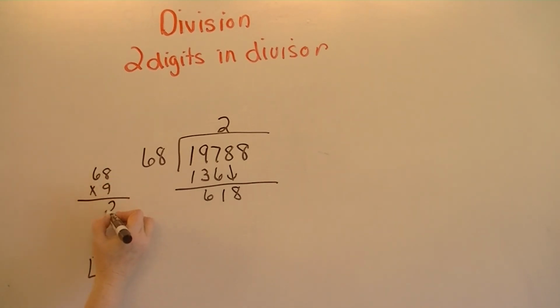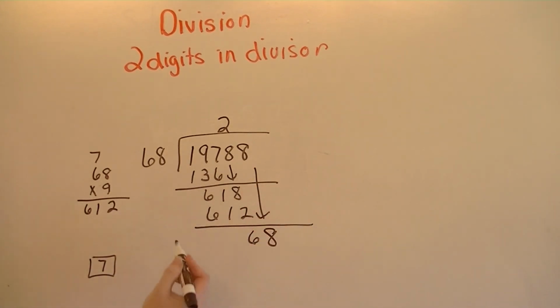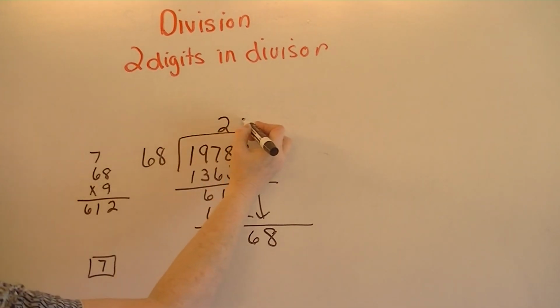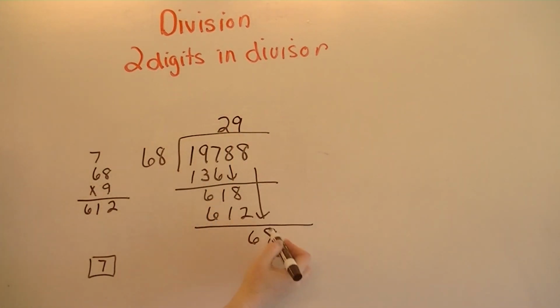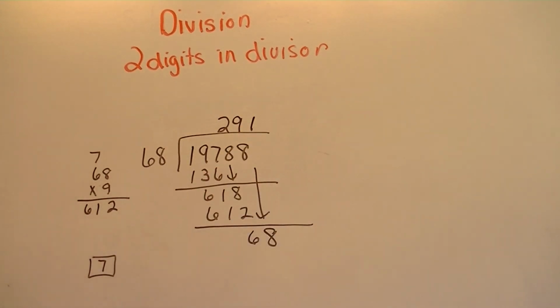9 times 8 is 72. 9 times 6 is 54. And 7 is 61. There we go. I'm going to subtract and drop this down. Very good. Now, the 9 goes right here. And we dropped 8 down, our last 8. 68 goes into 68 one time. And that's the answer, 291. Go ahead and finish that out there.